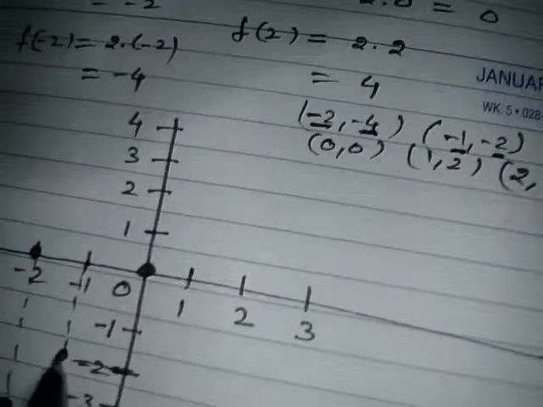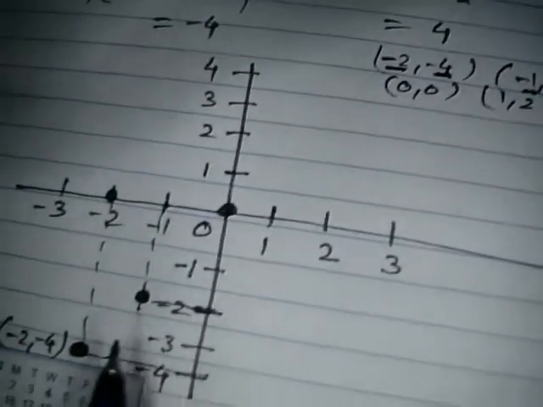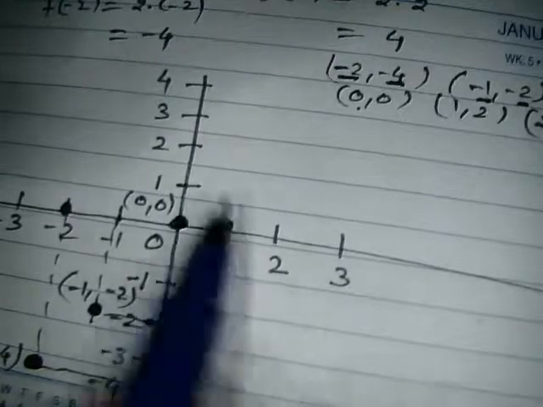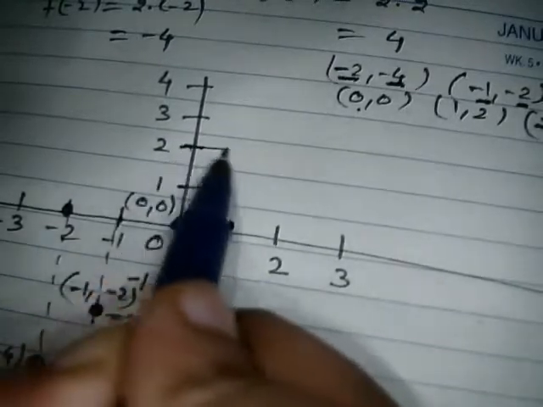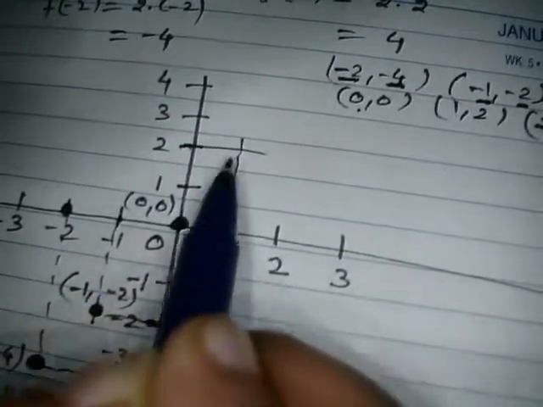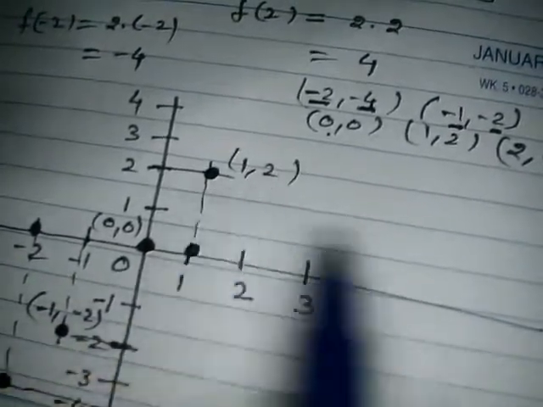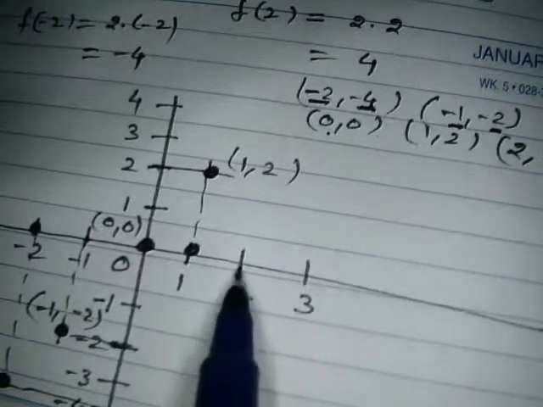Okay. Now the second I need to draw is 0, 0. So x is 0, y is 0. So this is the point 0, 0. Now the third is 1, 2. So x is 1 and y is 2. So y is this 2, parallel. So this is going to be the point 1, 2. Now I need 2, 4. So this is 2 and this is 4. So I need to go parallel to this up to 2 and then draw a line on 4. So this is the point.